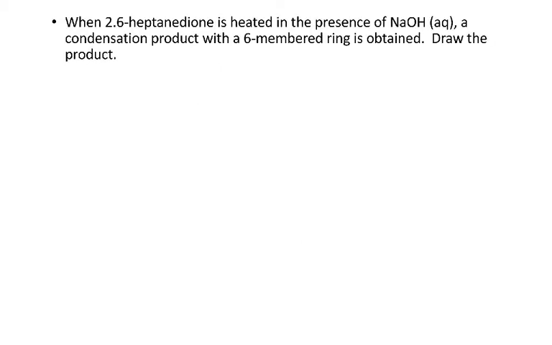Okay, one last example. It looks like there's a typo. This should be 2,6-heptanedione, which is treated in the presence of sodium hydroxide. A condensation product with a six-membered ring is obtained, and we want to draw this product. So first, let's see what 2,6-heptanedione looks like. So heptane: 2, 3, 4, 5, 6, 7. I've got carbonyl groups on carbons 2 and 6.